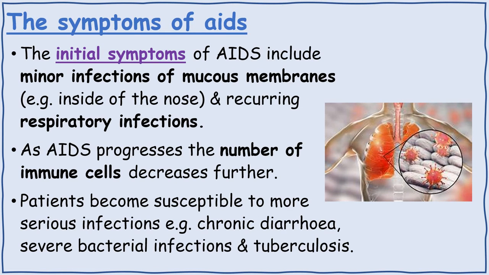People with AIDS generally develop diseases that wouldn't cause serious problems in healthy people. The initial symptoms of AIDS include minor infections of mucous membranes, for instance inside the nose, and also recurring respiratory infections. As AIDS progresses, the number of immune cells decreases further. Patients become susceptible to more serious infections, like chronic diarrhea, severe bacterial infections, and tuberculosis.